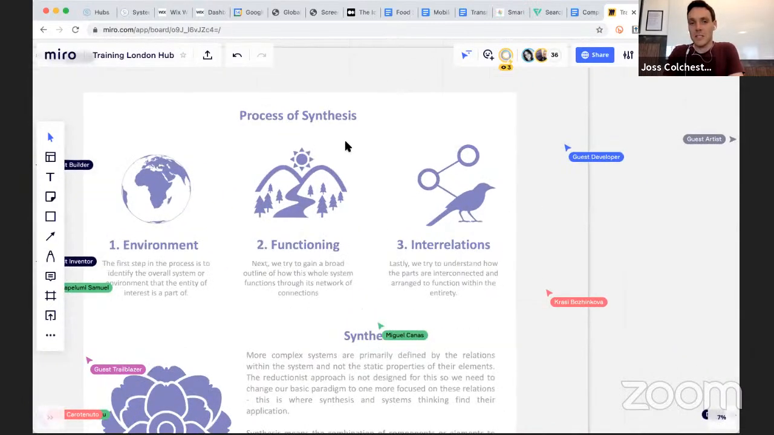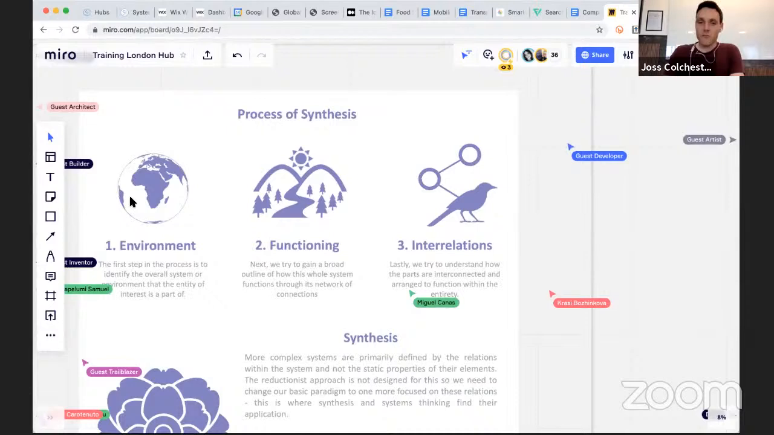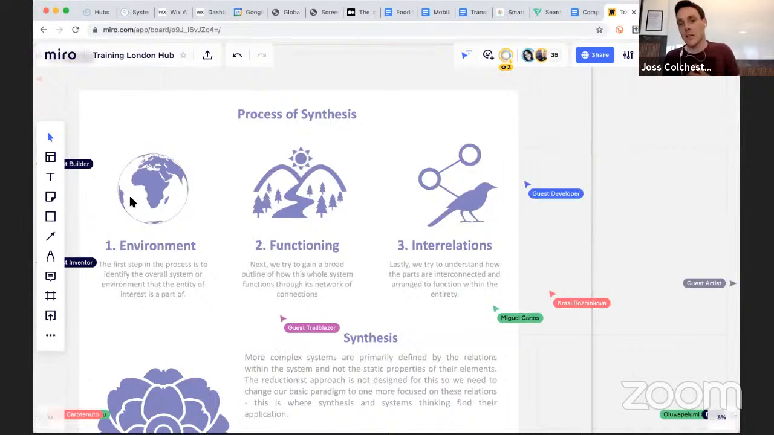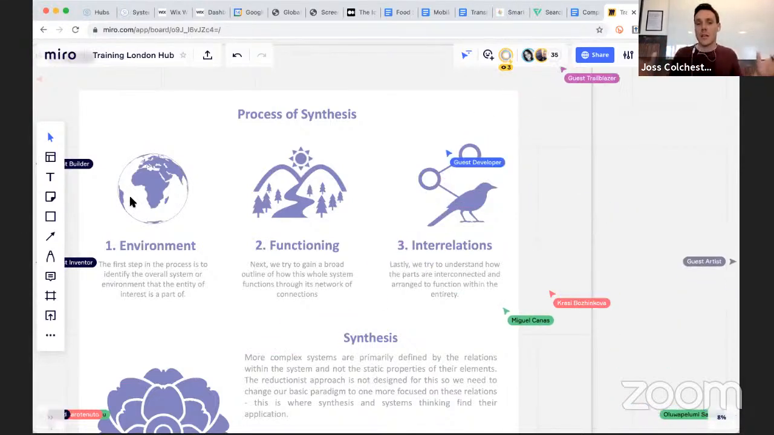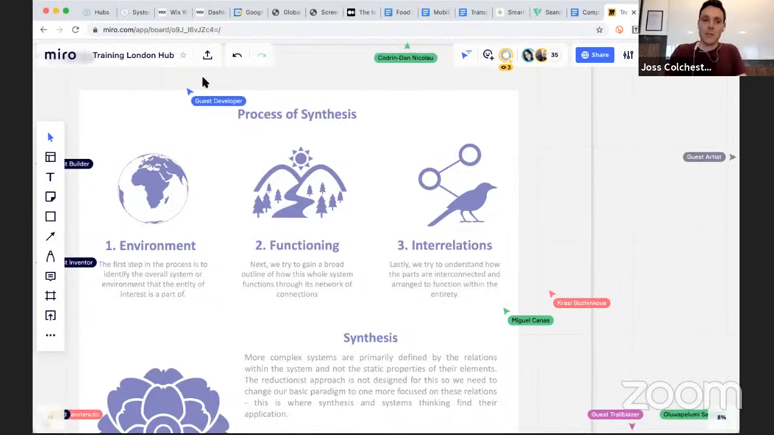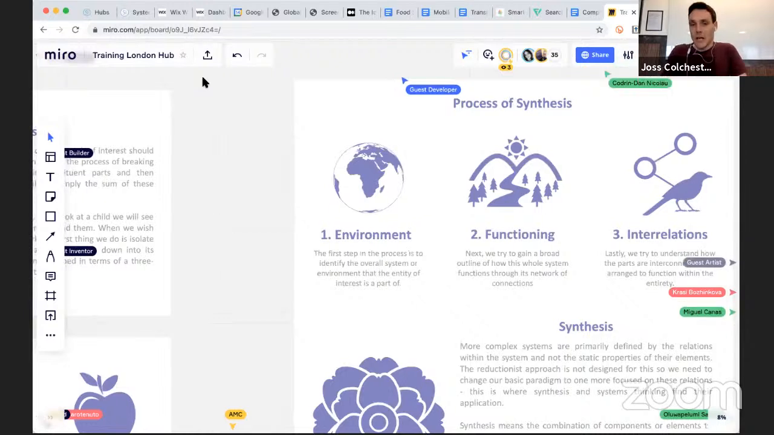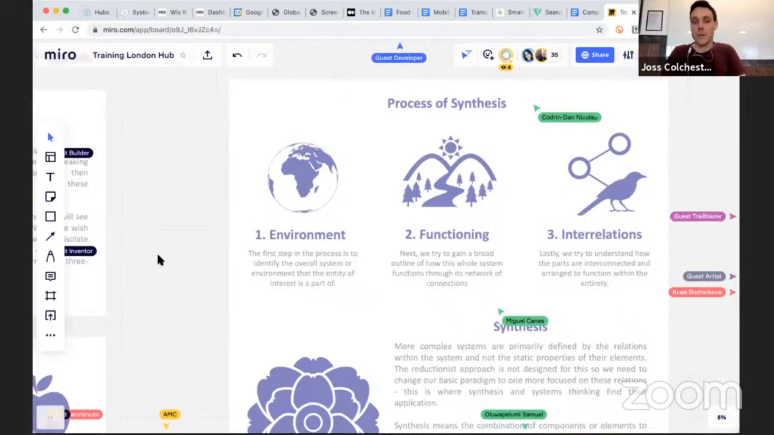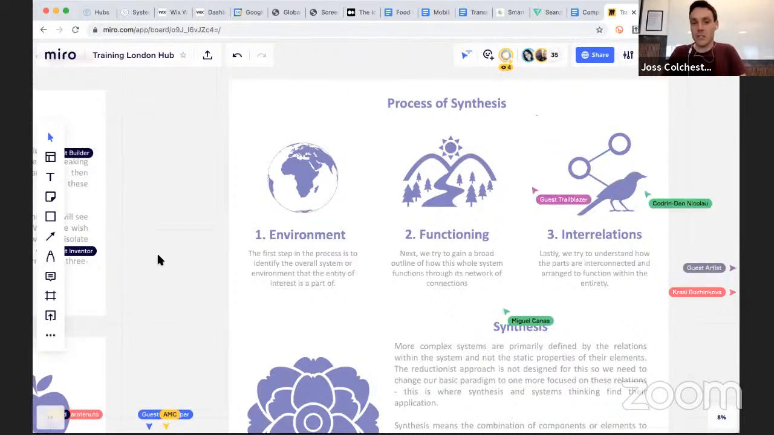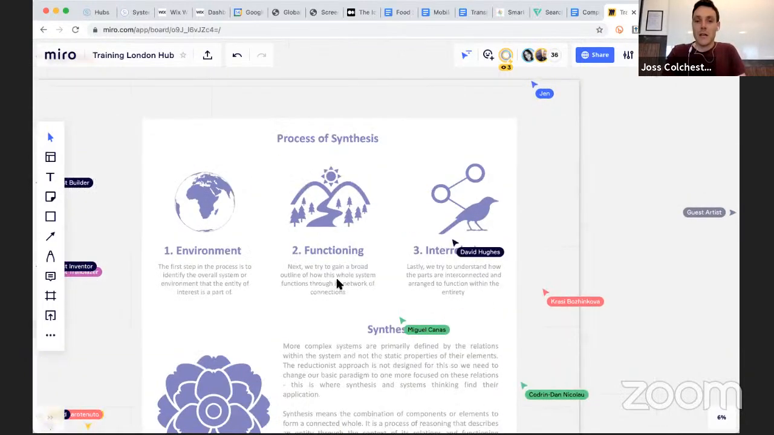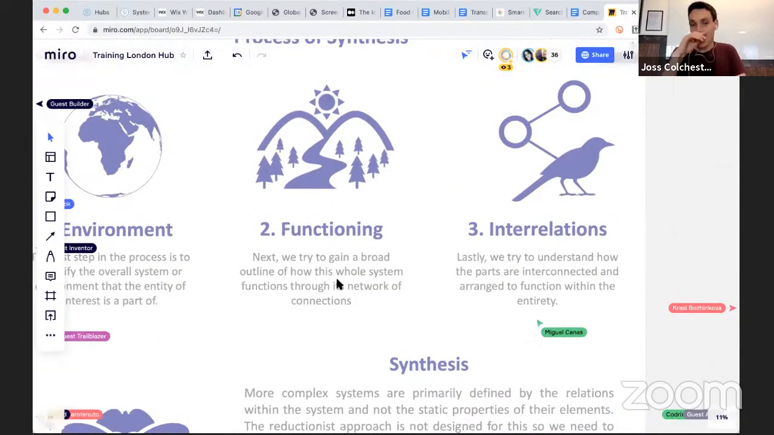We do something different. We do synthetic reasoning, which is reasoning upwards. It's asking what happens not when we take things apart, but when we put them together, right? And what's going to emerge as a whole when we put things together instead of breaking them apart. So this is Russell Ackoff again. He talks about how synthesis works. We take a kind of crude look at the whole, right? The first step in the process is to identify the overall system or environment that the entity of interest is part of. We then try to get a broad outline of how this whole system functions through its network of connections.